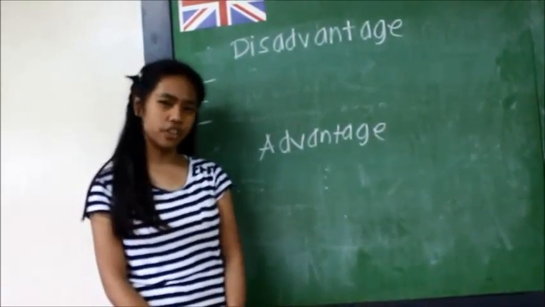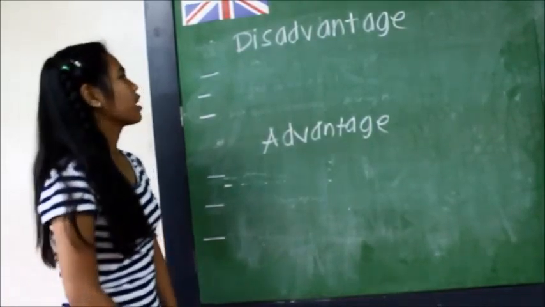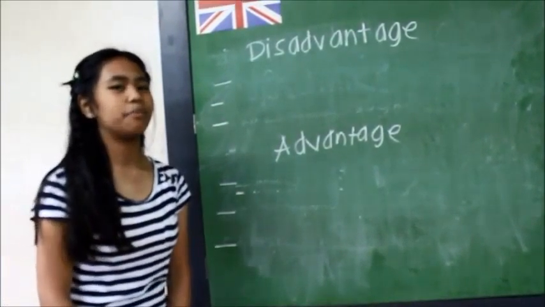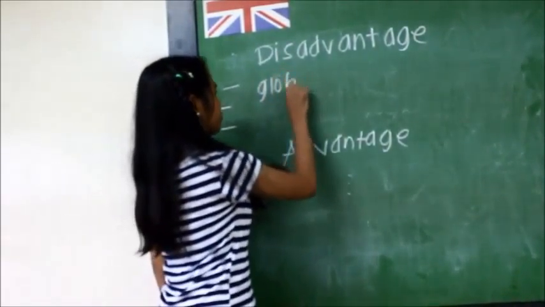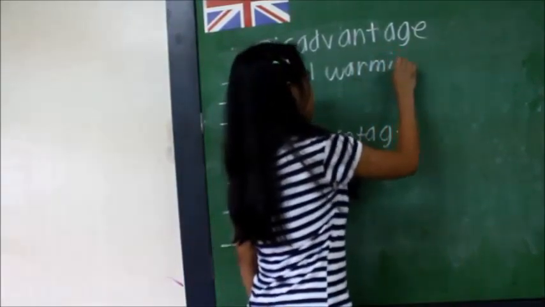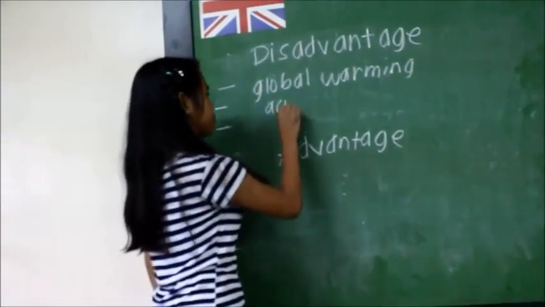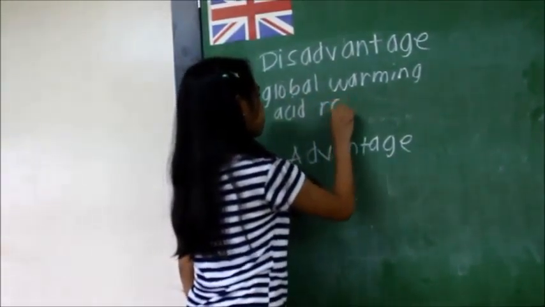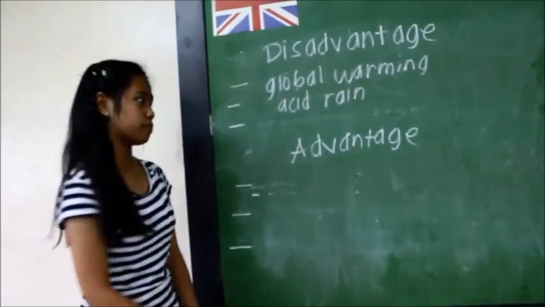Now, the disadvantages and advantages of fossil fuel. First, the disadvantages. Fossil fuel is a major cause of global warming, and also acid rain. It is not sustainable in the long term.